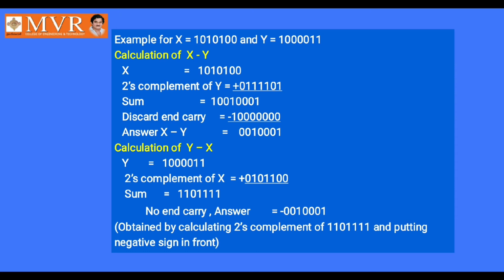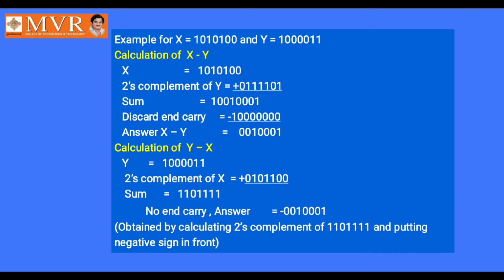As an example, x is equal to 1010100 and y is equal to 1000011. Calculate x minus y. Just as there you calculated the 10's complement for y, here you calculate the 2's complement for y. First you need to find the 1's complement, meaning all the 1's are converted into zeros and all the zeros into 1's. In the above example, y is 1, four zeros and two 1's. Its 1's complement is 0, four 1's and two zeros. But I told you it is the 2's complement.